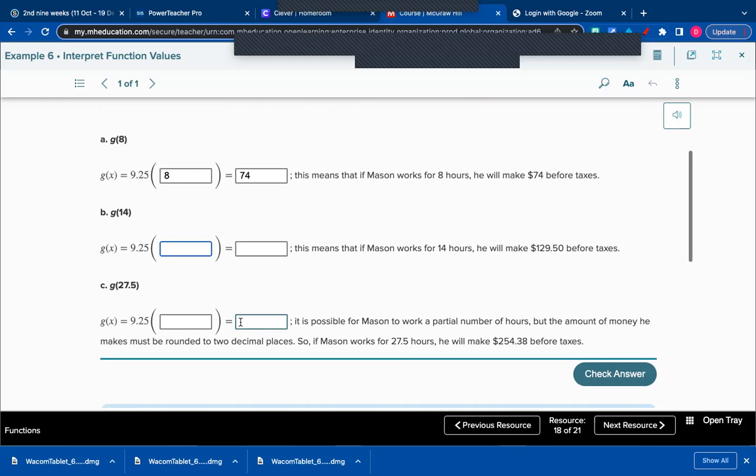I think you get the idea. g of 27.5. If he works 27.5 hours, he'll make 9.25 times 27.5. You're going to get a weird decimal. But remember, if you come up with a number that has 6 decimals, money doesn't work like that, does it? You're going to end up having to round it off to 254.38. We don't pay in half pennies. That's not a thing.